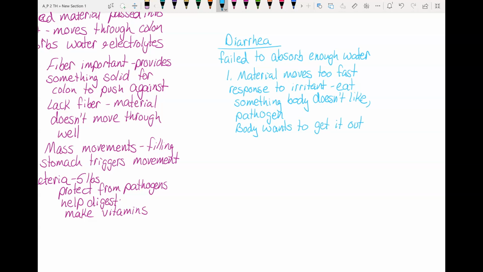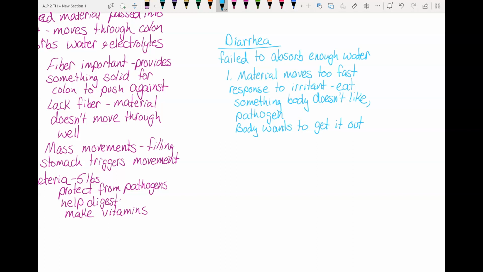So that's why certain people have certain foods that trigger them to have diarrhea, and they know they have to avoid those foods because that's an irritant to their body. And if they eat it, their body just wants to hurry up and get it out, so it makes everything move really fast. And in the case of a pathogen, that's protecting you from infection. If your body detects that there's a pathogen in your intestine and it can hurry up and get it out of there, then that can protect you from getting sick.